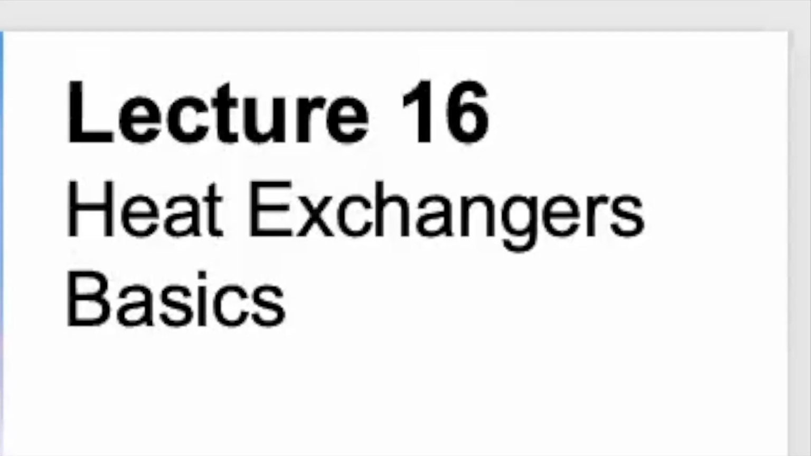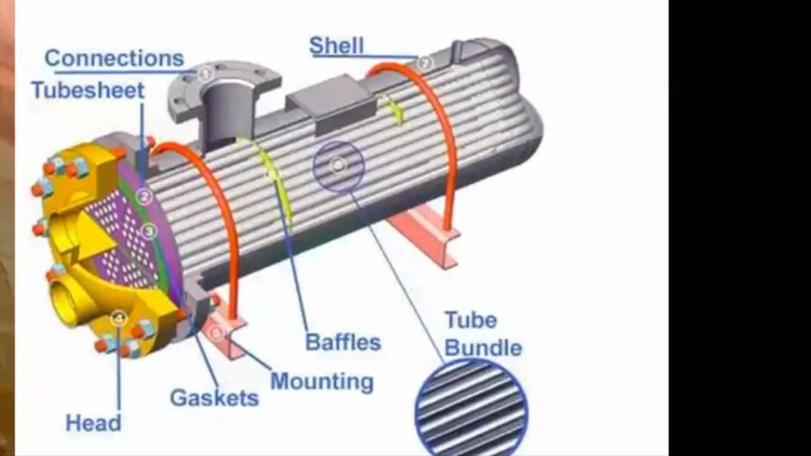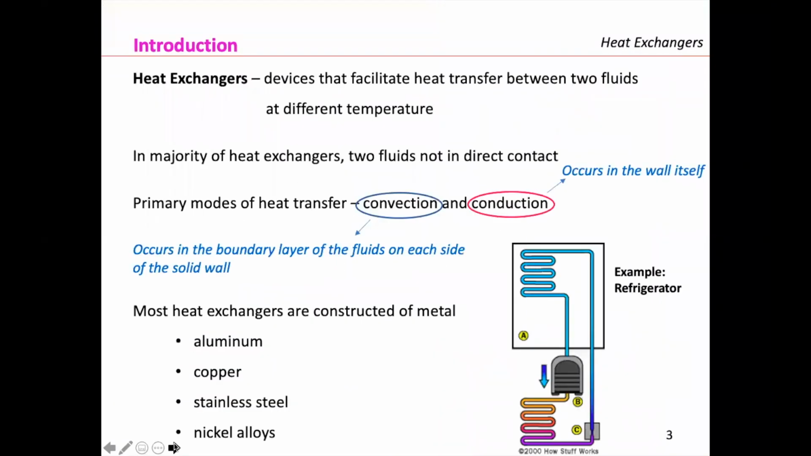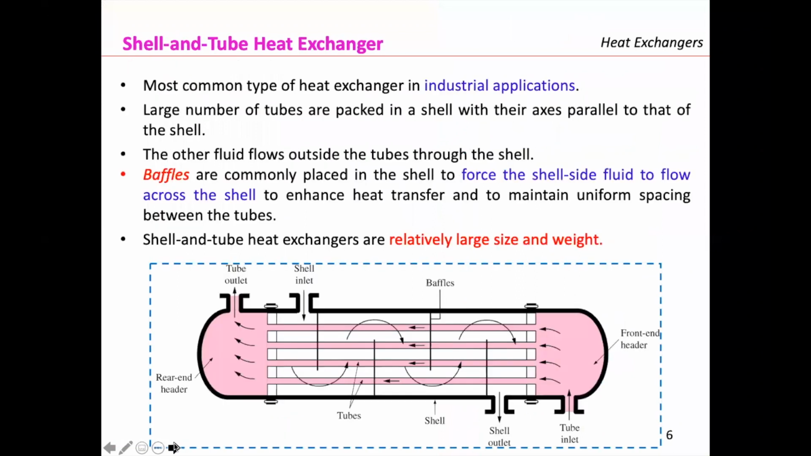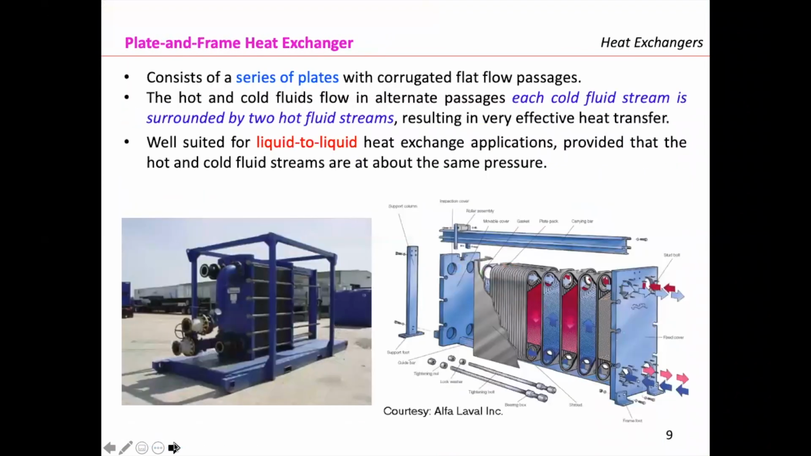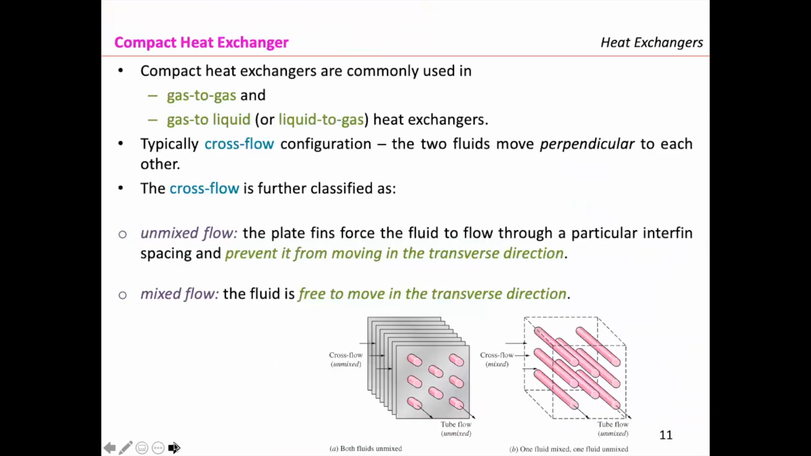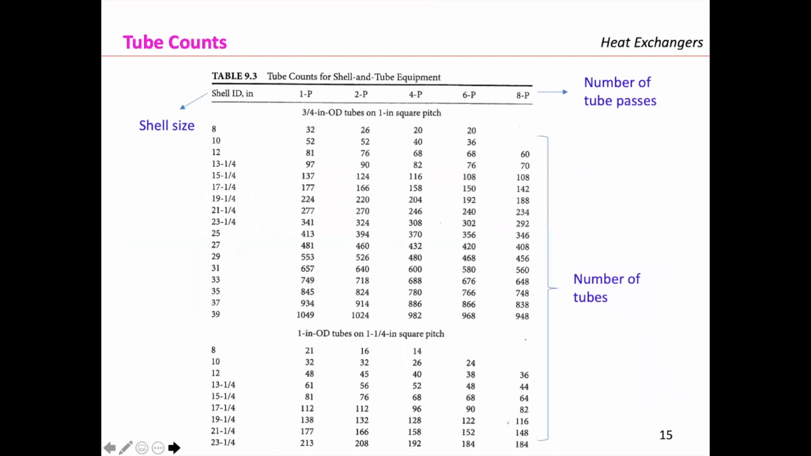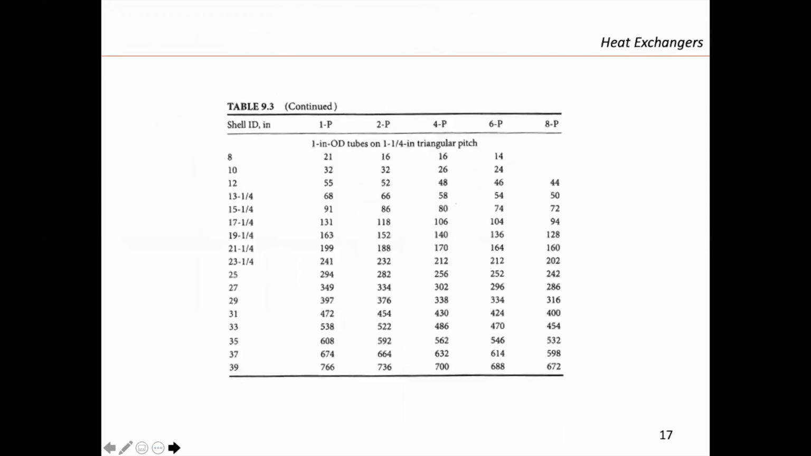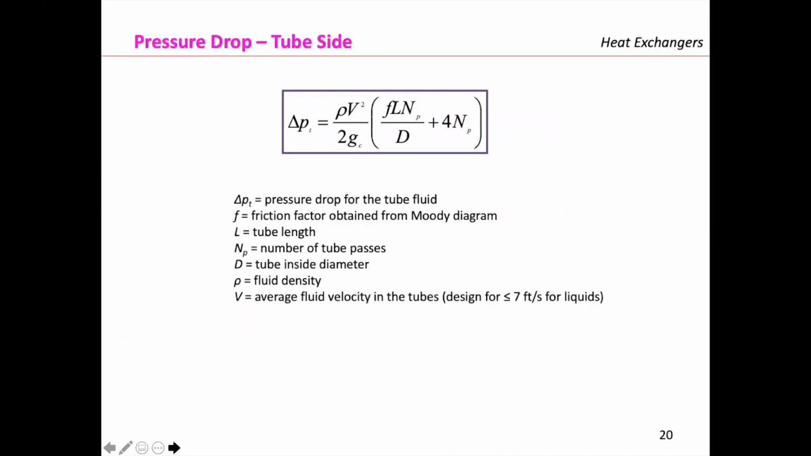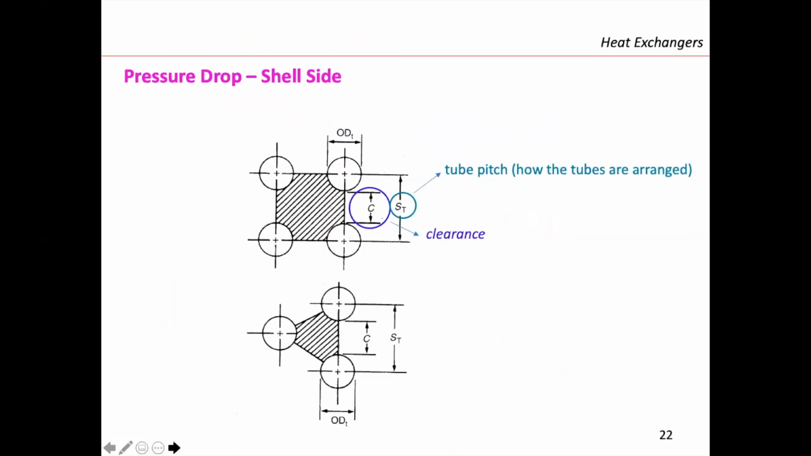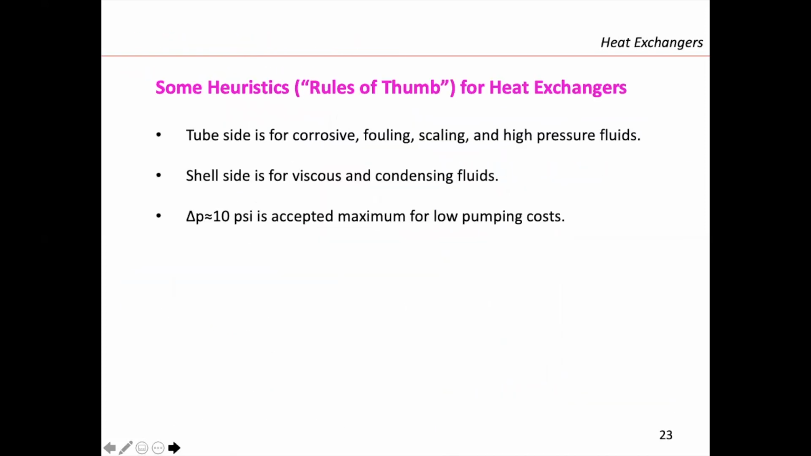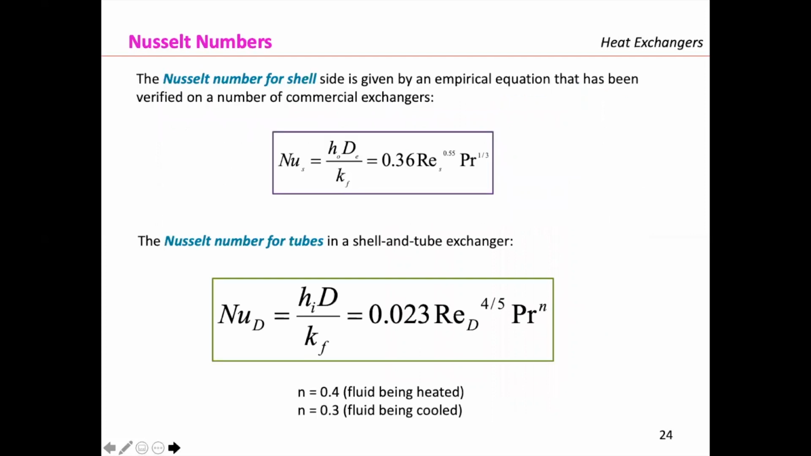So we were going through the basics of heat exchangers, and we briefly covered the different types of heat exchangers, right? Like the double pipe, the shell and tube, the plate and frame, and the compact heat exchanger. We then focused mainly on discussing the geometry of a shell and tube. We went through these equations for delta P, also some heuristics that we are going to revise again when we deal with more details about the heat exchanger design.